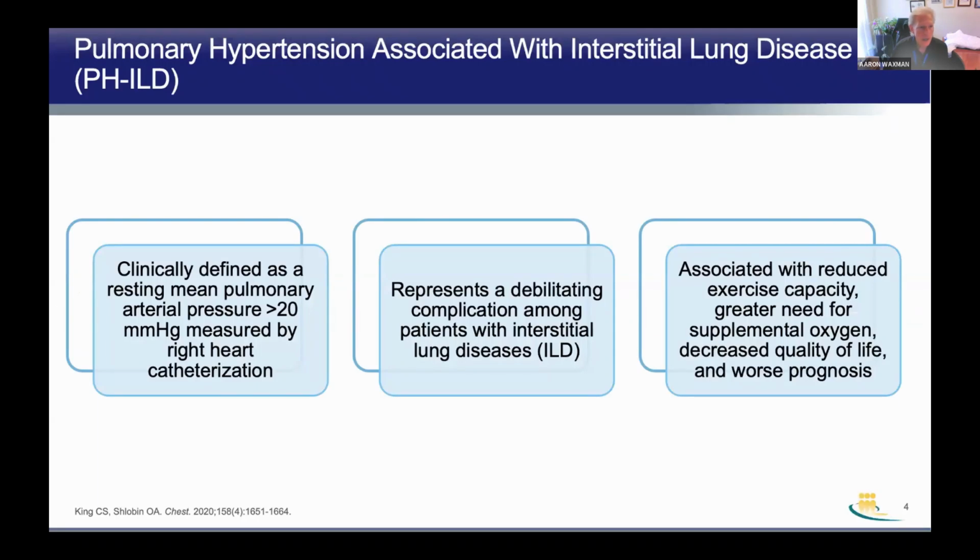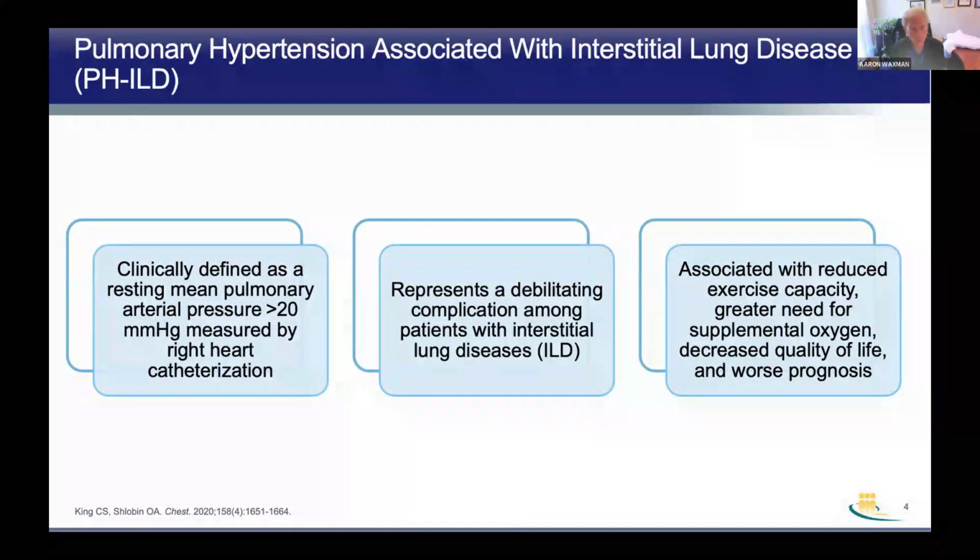So we'll start by thinking about the overview of PH-ILD. And I think with the new definition of pulmonary hypertension that has been included in that definition of pulmonary hypertension in the setting of ILD, essentially any pulmonary artery pressure greater than 20 is considered elevated at this point, and that is dependent on a right heart catheterization.